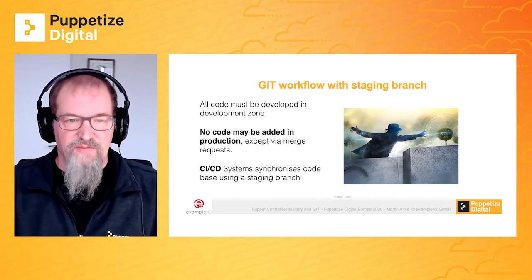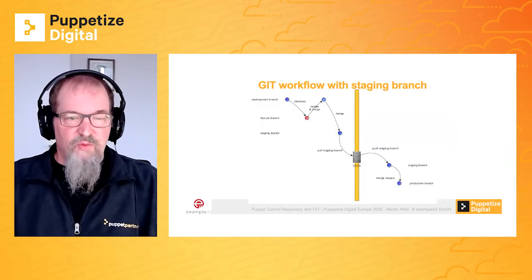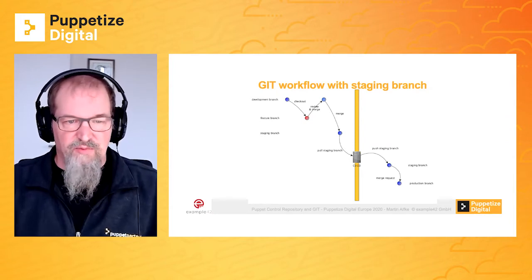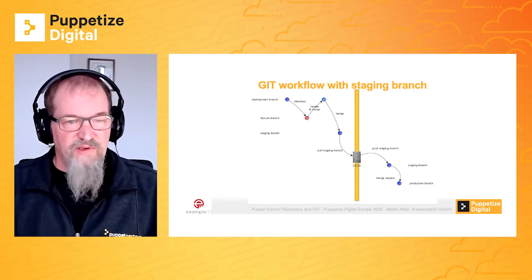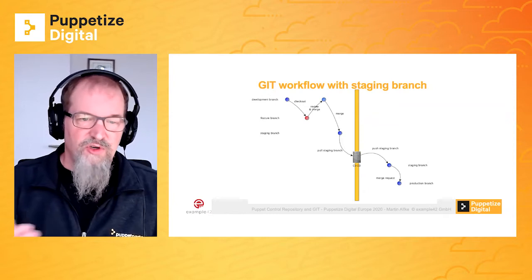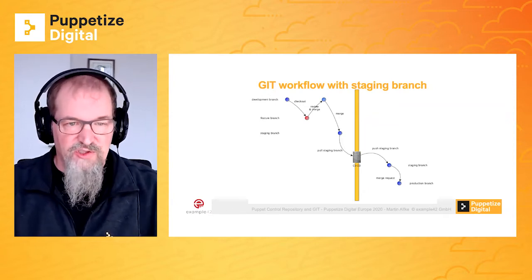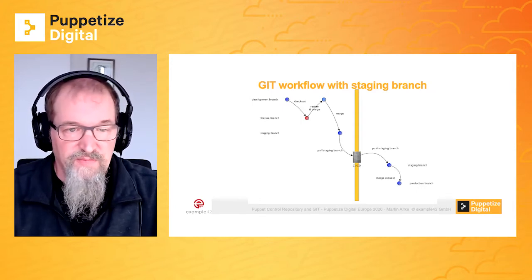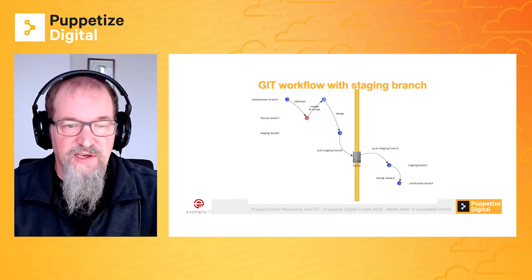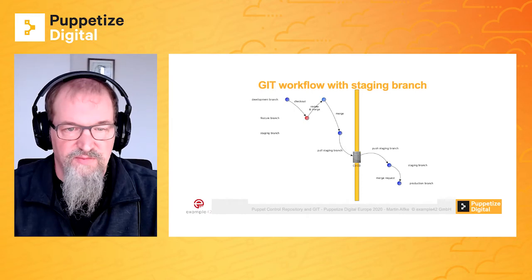Again, a picture for proper description. We are working always on the development branch. This is our long-living branch we are working on. We follow the simple Git workflow by having feature branches and do merge and review requests. When a feature branch is merged back into the default branch, development branch, a CI system will take care to merge this branch now into a staging branch.